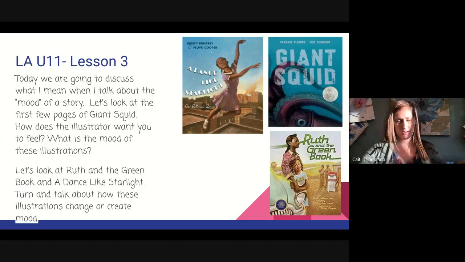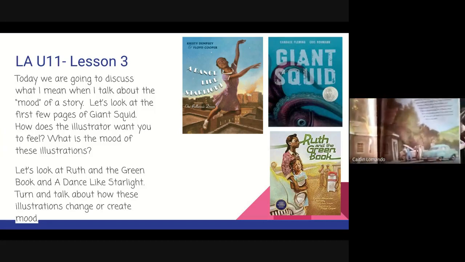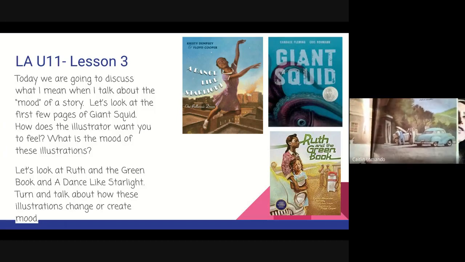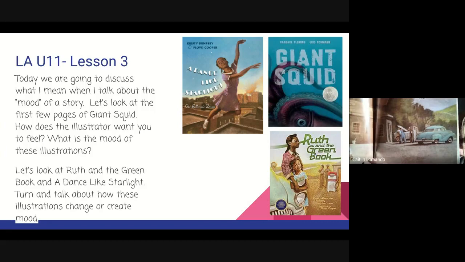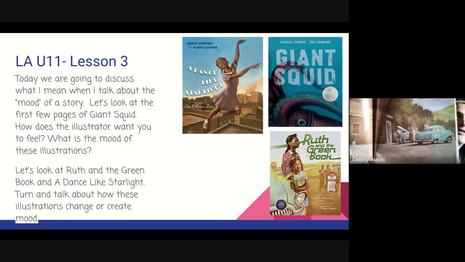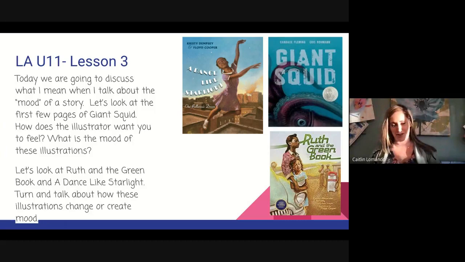Okay. Here is one of our early illustrations. Right off the bat, we see cars that don't look modern. We see gas pumps that don't look modern. What is the author trying to show us here? What mood or feeling do they want us to feel? Let's check out another illustration.